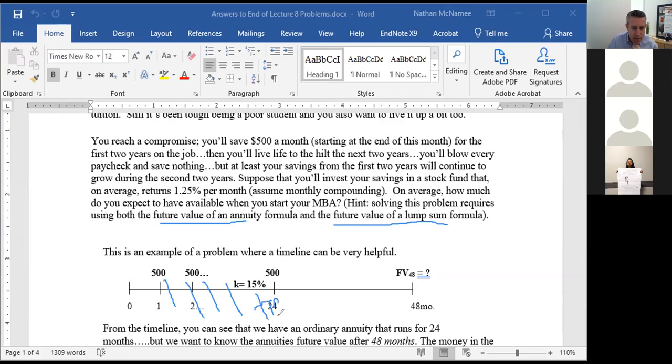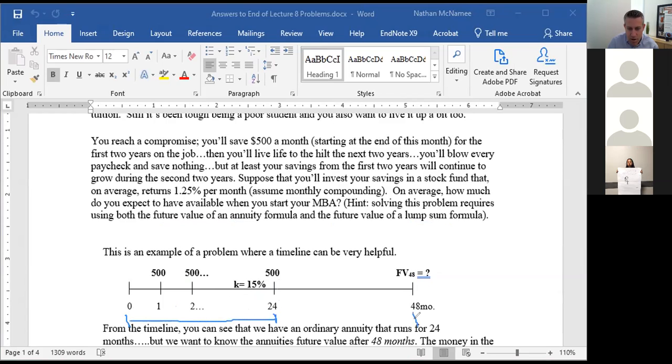I can't draw with this. Okay, let me clear that drawing. Okay, so 24 months. So that is our first problem. We need to figure out what is the future value of this annuity up to 24 months, up to this period. So that's problem one. So step one is to figure out what is the value from here to here.